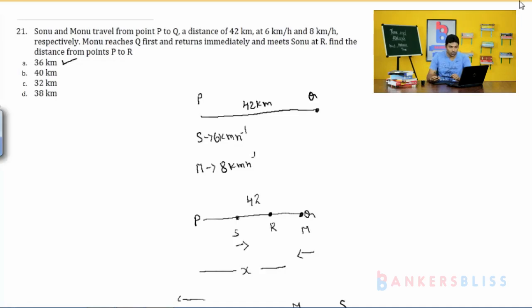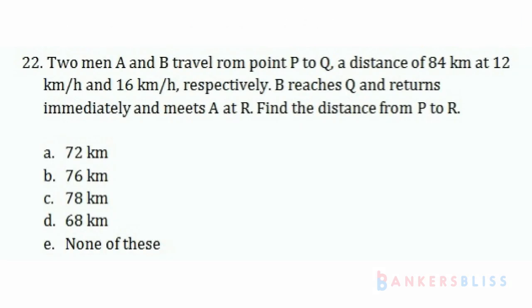Problem number 22. Two men A and B travel from point P to Q, a distance of 84 kilometers, at 12 km per hour and 16 km per hour respectively. B reaches Q and returns immediately and meets A at R. Find the distance from P to R. So very similar to the previous problem.